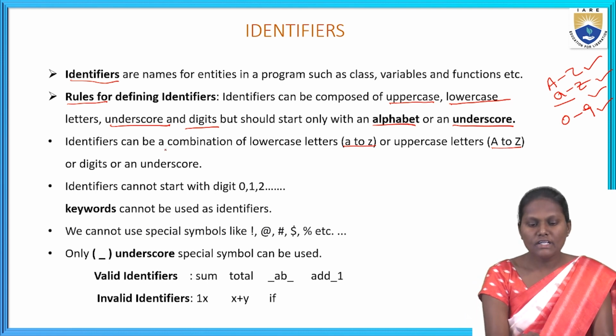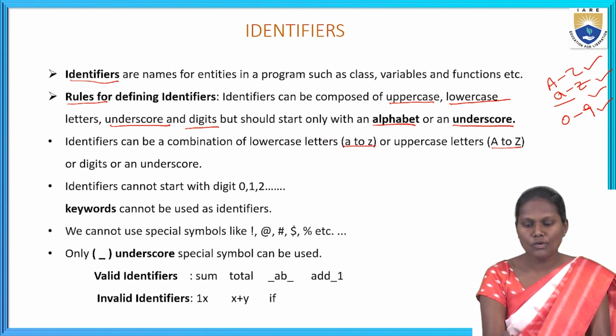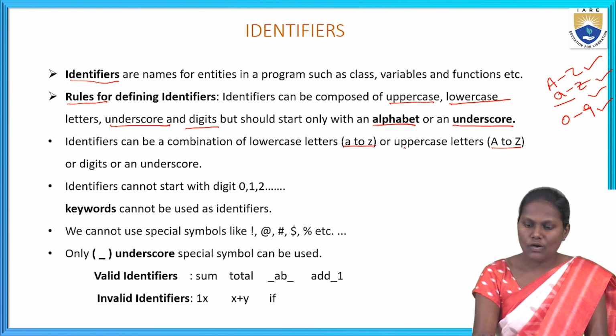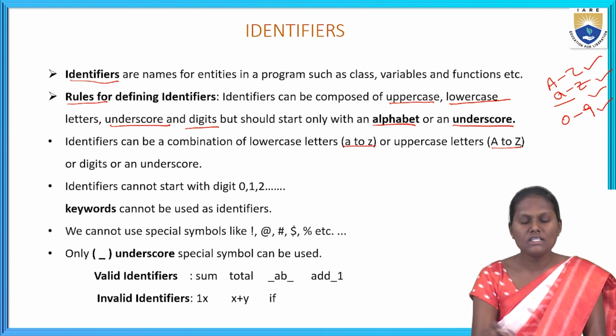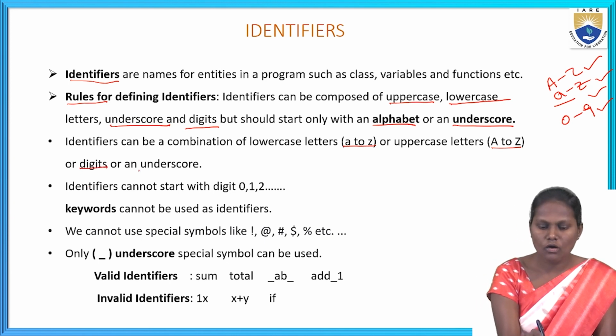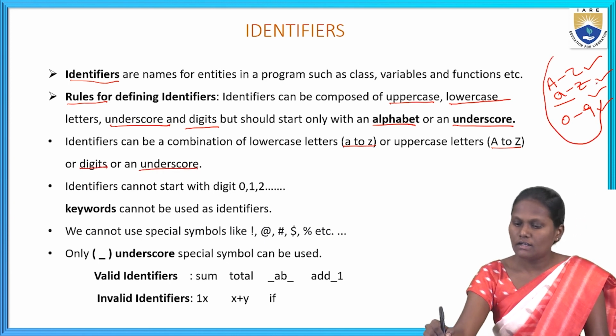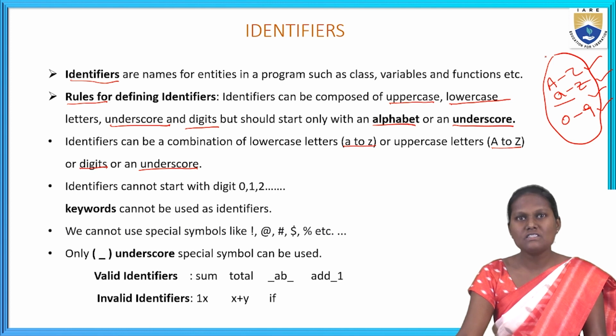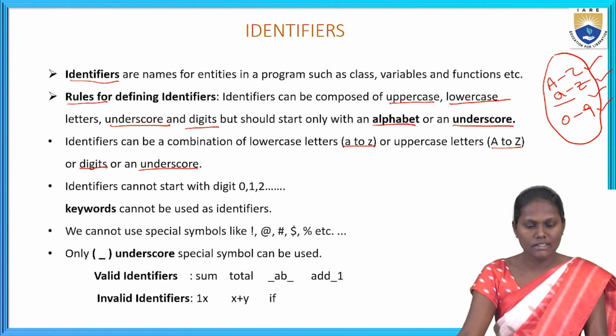So an identifier can be a combination of lowercase letters a to z, or uppercase letters capital A to Z, or digits, or an underscore. Here I have already written uppercase letters A to Z, small letters a to z, underscore, as well as 0 to 9. These are the rules for the identifiers.